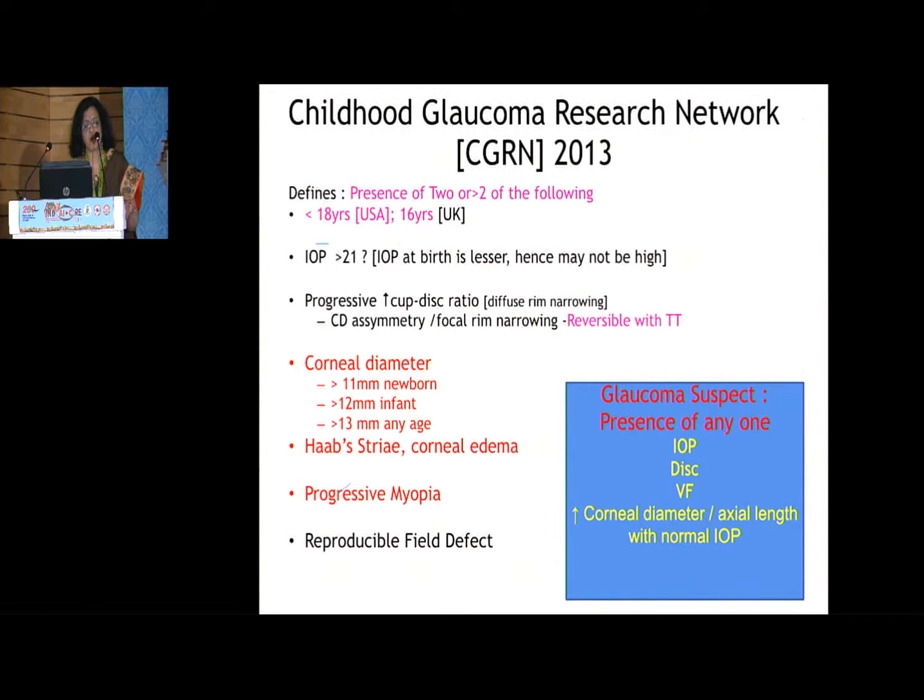children have glaucomas not only when the IOP is more than 21, progressive CD ratio is increased, or there is a reproducible field defect, but also when the corneal dia is more than 11 in a newborn, more than 12 in an infant, more than 13 at any age, or there is the presence of Haab's striae or corneal edema, or when there is progressive myopia. A patient is a suspect of glaucoma if one of these situations is satisfied.